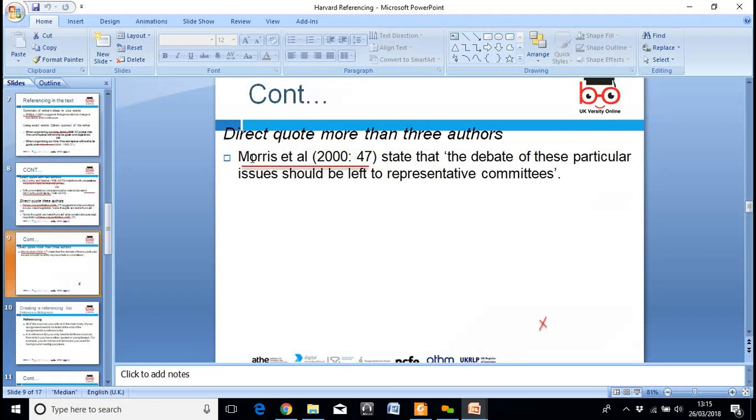There you are. Morris et al. 2047 states the debatable aspects of these particular issues should be left to the representative committees. So that's a direct quote again, but you've put in exactly who said it. So it's Morris and a bunch of other people as well. By putting that last bit in, it makes the difference.